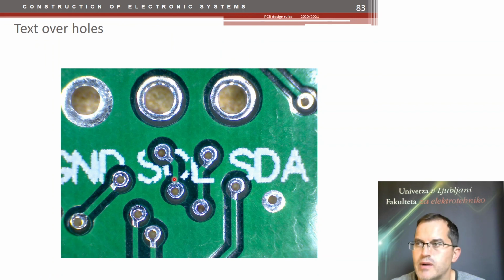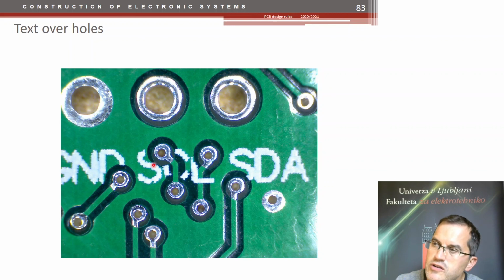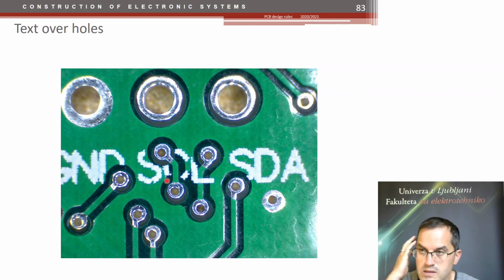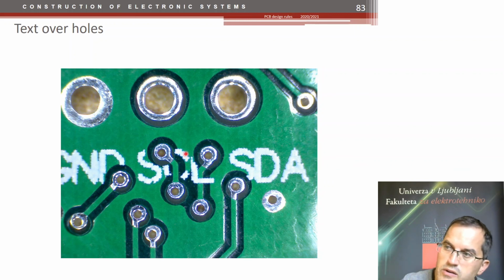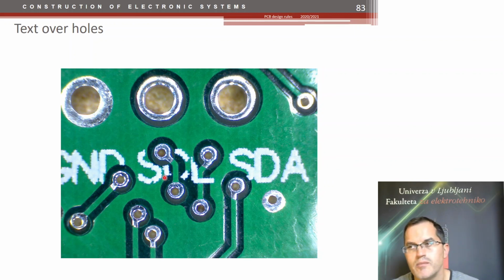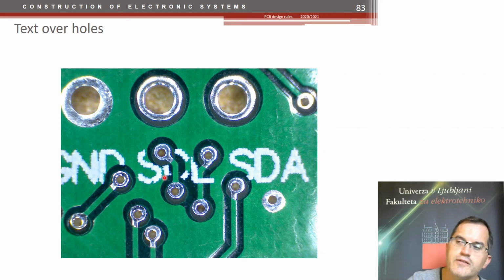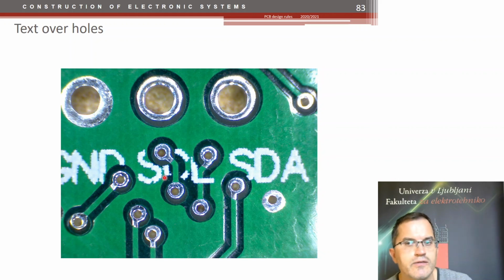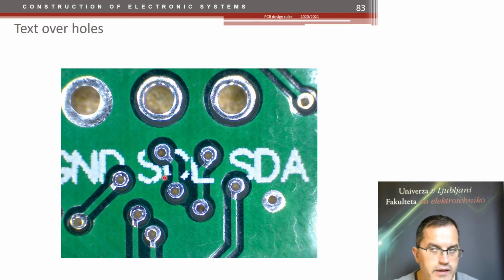You see here a problem of text over holes, where the manufacturer actually corrected your design before it was put into production by removing the part of the text which would go over the plated holes. So here it's a little bit harder to read. But you cannot rely on the manufacturer's ability to correct your errors, and therefore it's better to do it already in the design phase.